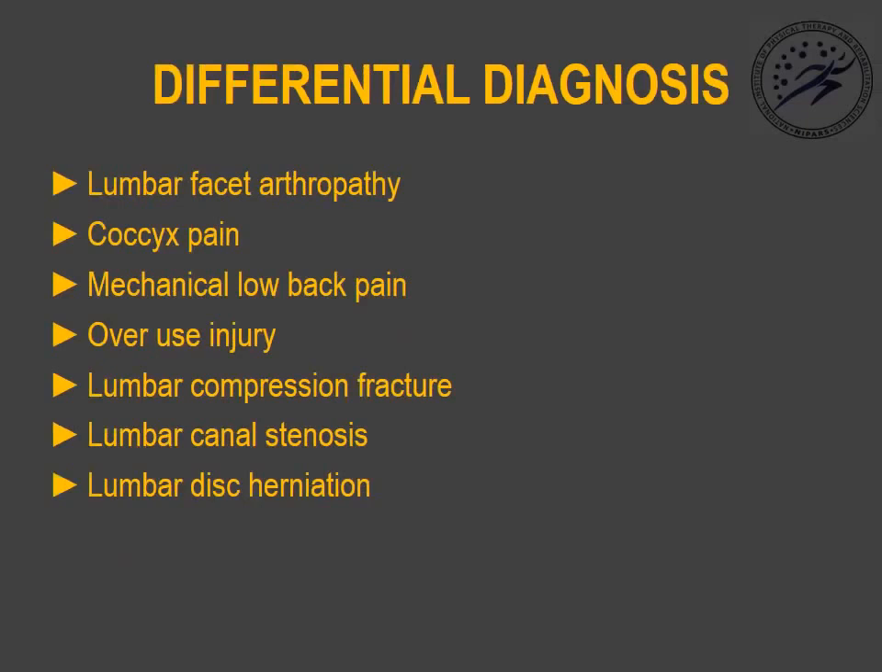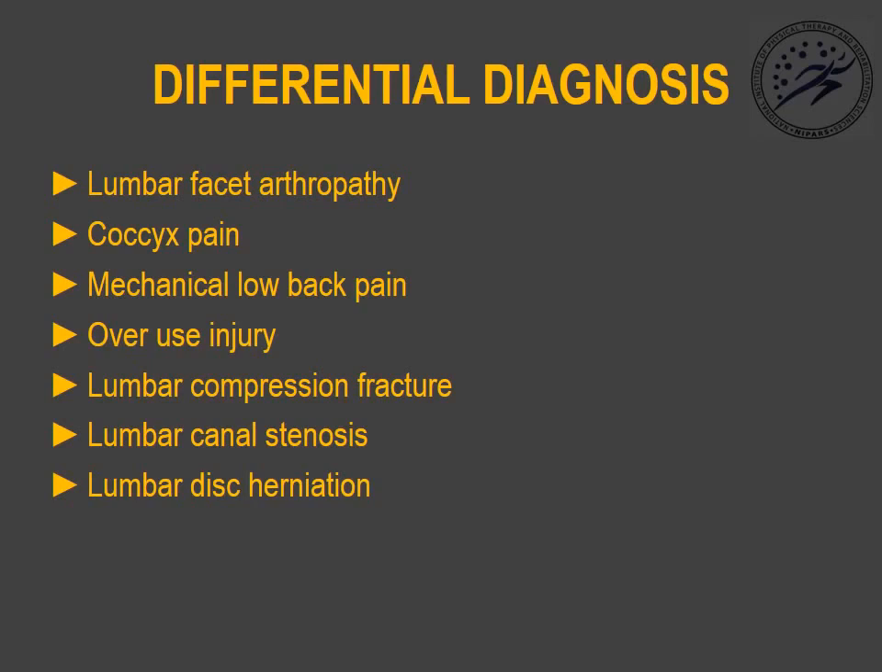These are the differential diagnoses. Number 1 is lumbar facet arthropathy. It is a degenerative arthritis. Pain radiates to the gluteal region and back of the thigh with no muscle weakness. In coccydynia, there is pain and tenderness at the coccyx, and the pain is worse in sitting.